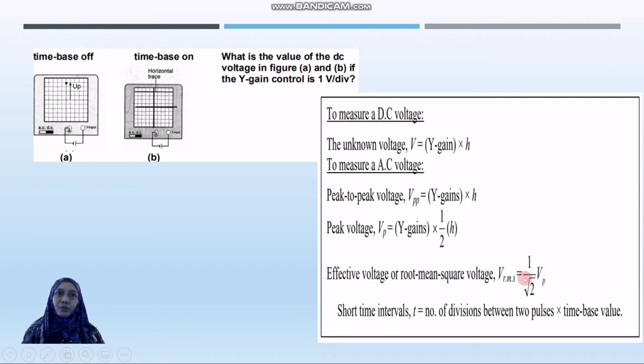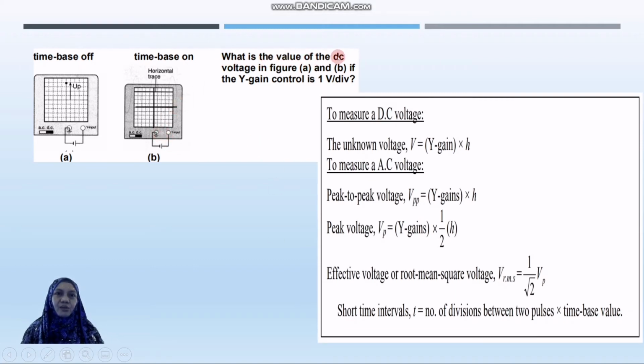So what is an effective voltage? Effective voltage refers to the amount of potential difference of the AC voltage which supplies the same heating effect as the equivalent DC voltage. And below here is how to measure a short time interval. We can find the short time interval by multiplying the number of divisions between the two pulses with the time base value. So let's take a look at this example.